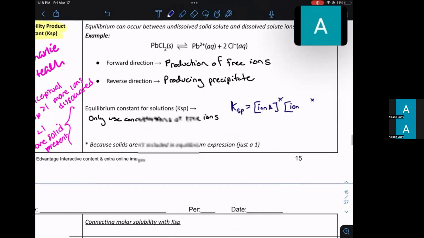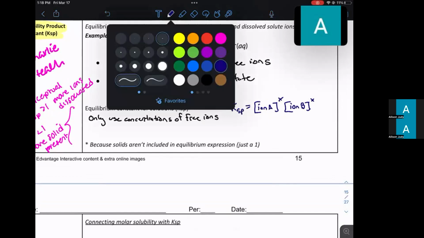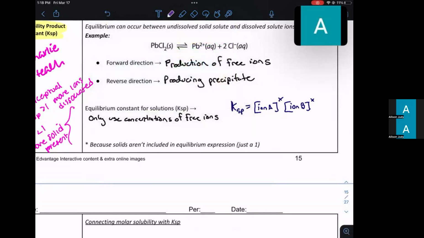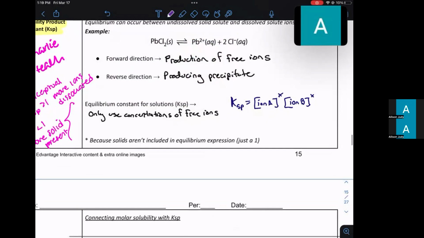So if you were to write the Ksp expression for this equation right up here, we have lead chloride dissolving into Pb2+ and 2 Cl- ions.